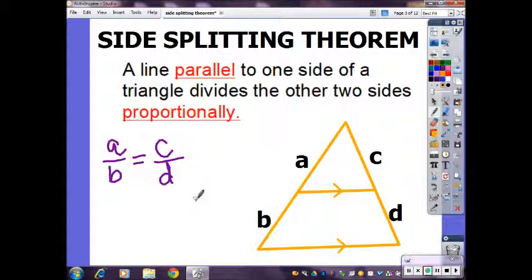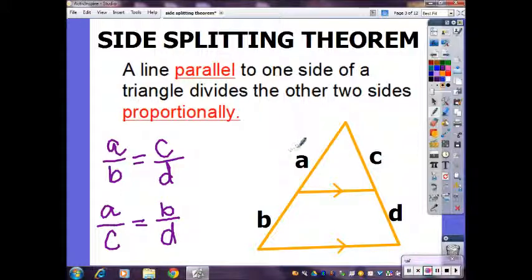Another way to write a proportion that would be true based on this theorem is to go across the figure. So instead of A to B, I could say A to C. So A to C equals, and then again, remember corresponding parts. A corresponds with B, so B has to go on top, and then D. So these would be two proportions that would be true according to this theorem.